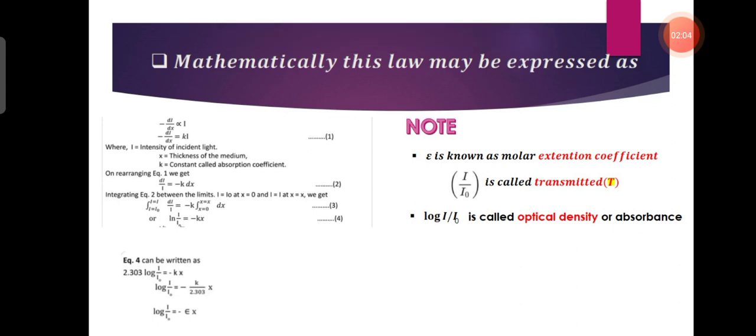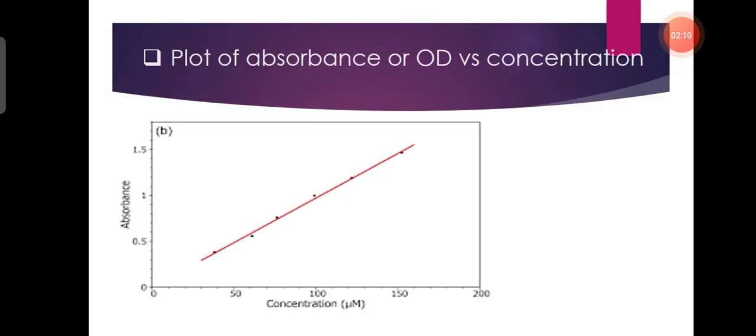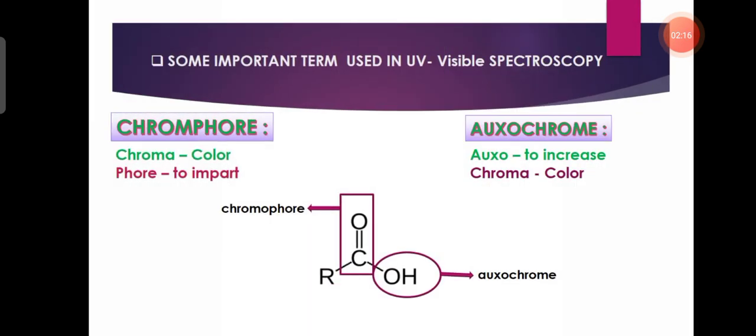I by I0 is called transmittance. Log I by I0 is called optical density or absorbance. If we plot absorbance or OD versus concentration, we will get a straight line with positive slope. Some important terms are used in UV visible spectroscopy.